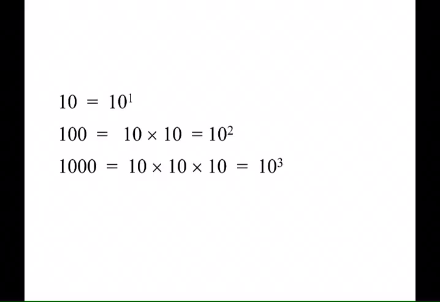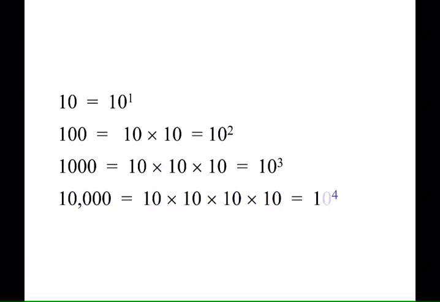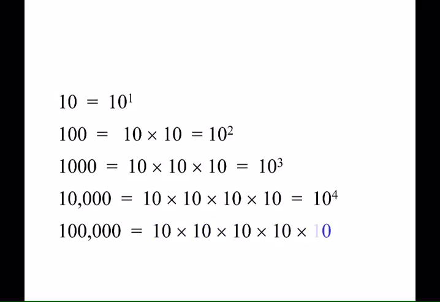Okay, you're getting the idea. Just a couple more of those. 10,000 is 10 times itself 4 times, so that's 10 raised to the 4th power. And then last but not least, 100,000 is 10 times itself 5 times. If that's the case, then we could pack that up into 10 raised to the 5th power.